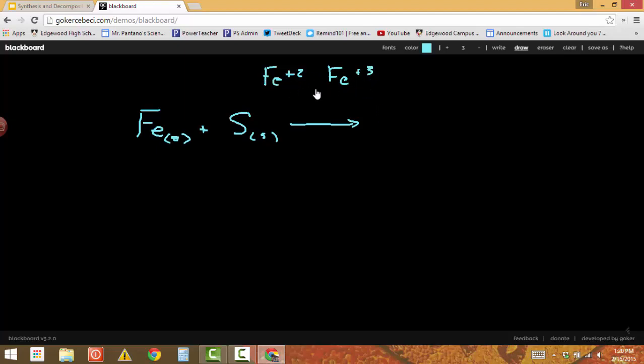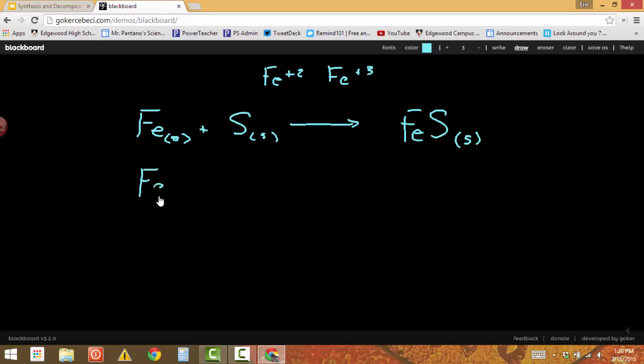Because I have 2 different possibilities here, that means I can make 2 different compounds. You can just choose one. You may choose to use the iron with the +2 charge. That would be Fe +2 and S -2, FeS. This is an ionic compound, so it's also a solid. And it happens to be balanced as is.